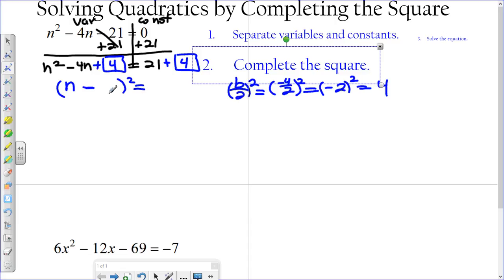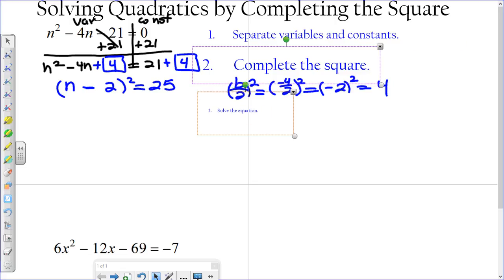Now, the way you find the number is, the question is, what number can I square to give me 4? One number squared will give you 4, and the answer is 2. And 21 plus 4 will give you 25. And that's it. You completed the square already. Step number 3 is solve the resulting equation.